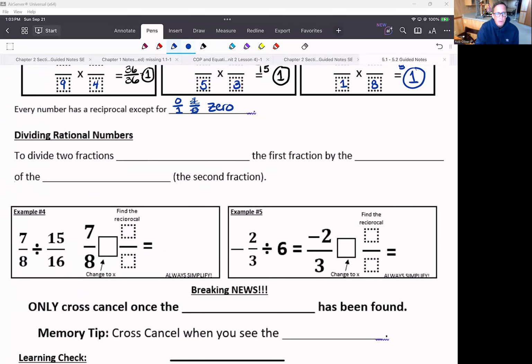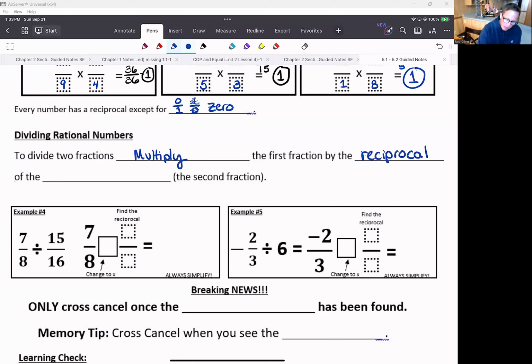Dividing rational numbers. To divide two fractions, what you're going to do is find the reciprocal, flip the first fraction. Oh, no, you're not. Again, I wrote these notes and I don't know what I'm writing. To divide two fractions, what you're going to do is multiply the first fraction by the reciprocal.